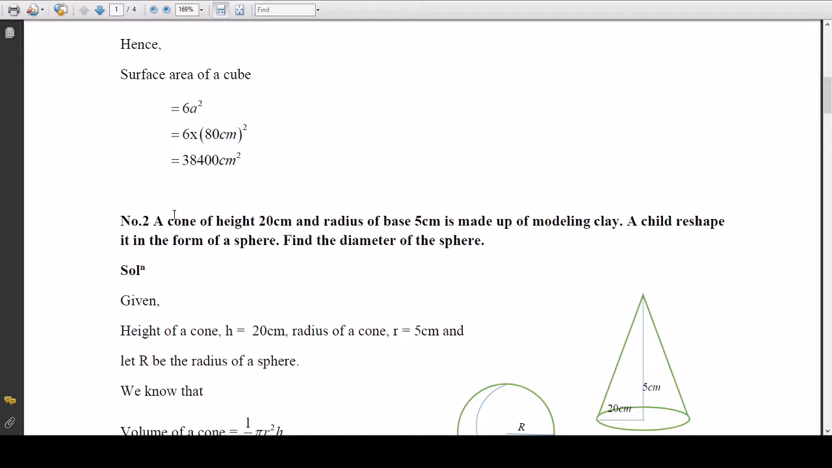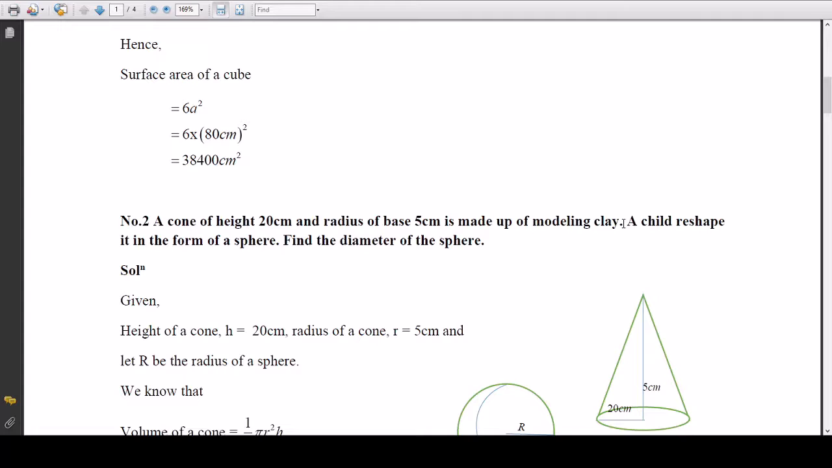Next, problem number 2. A cone of height 20 centimeter and radius of base 5 centimeter is made up of modeling clay. A child takes that cone and reshapes the clay to make a sphere out of this cone. We have to find out the diameter of the sphere. The same thing here also.